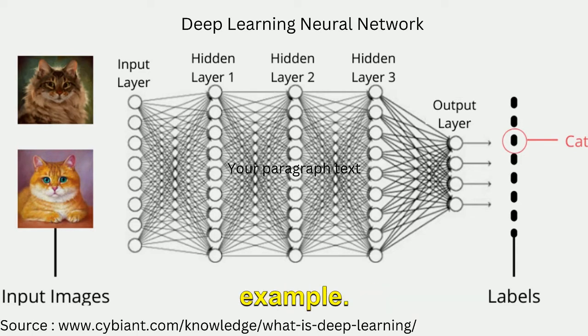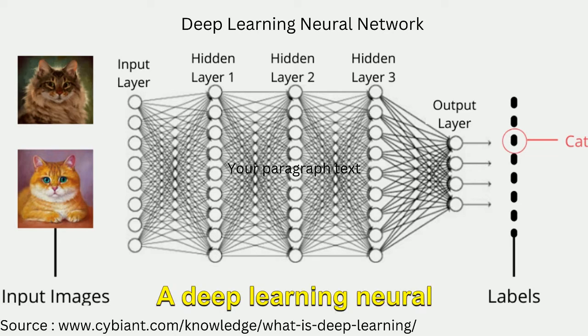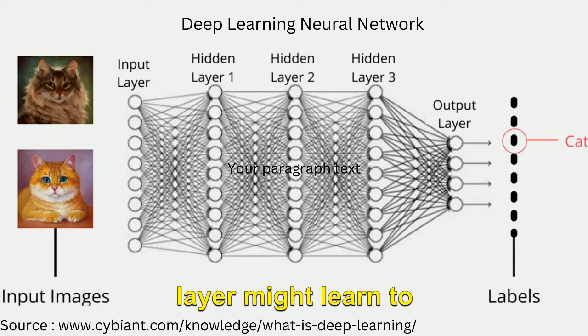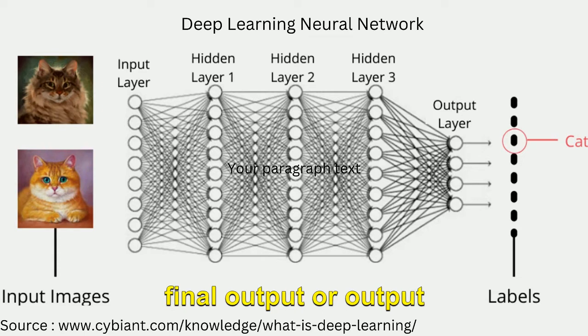The deep in deep learning refers to the number of layers in the neural network. A deep learning neural network uses artificial neural networks with many layers, each of which learns to extract different levels of features from the data. For example, the first layer might learn to detect the edges in images, the second layer might learn to detect shapes, and the third layer might learn to identify objects. The final output or output class is termed a label.